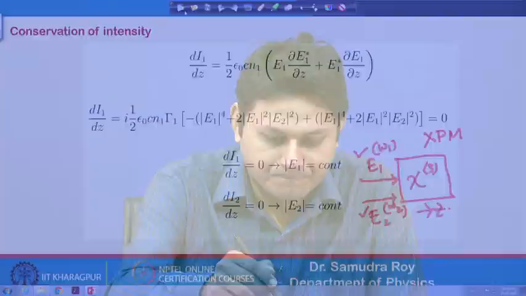The only thing that will change should be the phase, because we already have a coupled differential equation in our hand. So, we are going to find how the phase will change. So, the first thing we find is that in cross phase modulation the amplitude is not changing, or in other words the energy remains conserved. Not only that, the individual energy of each wave is also conserved.